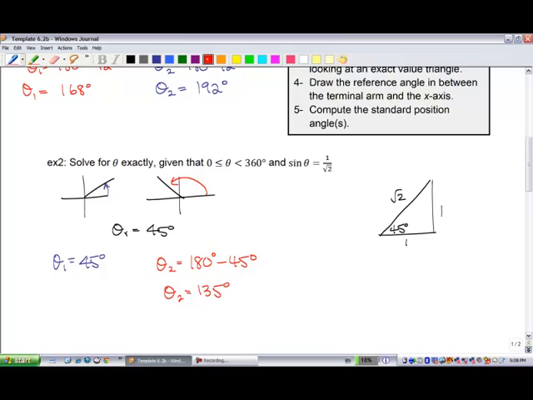Because it's an exact value triangle, we only have two options here. The 1 over root 2 has to come from that 45 degree triangle. That must be the reference angle, and we can go on from there.